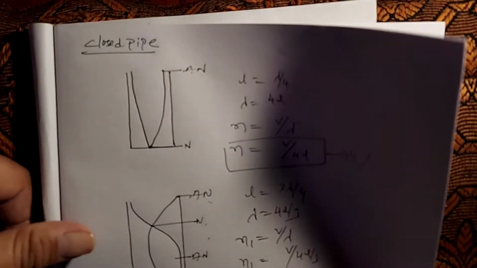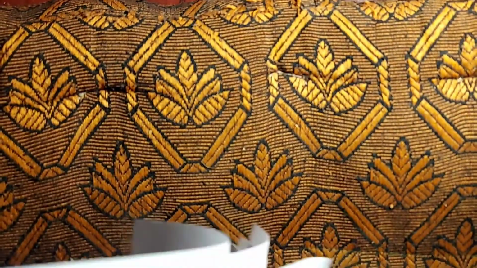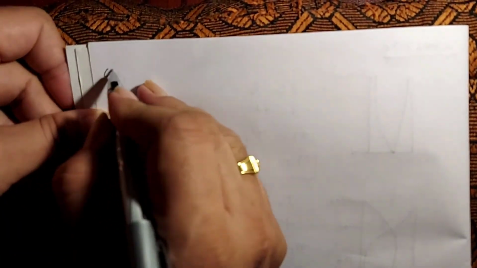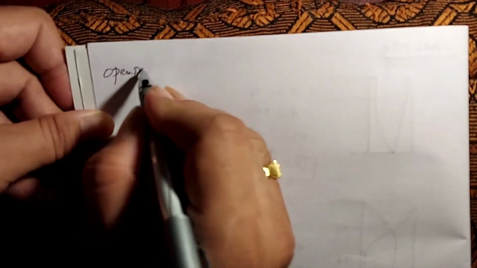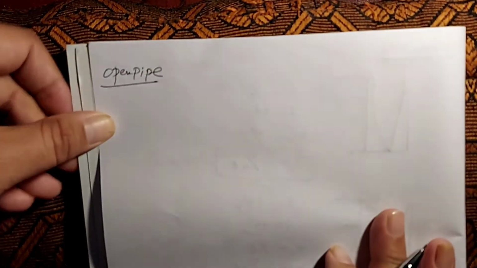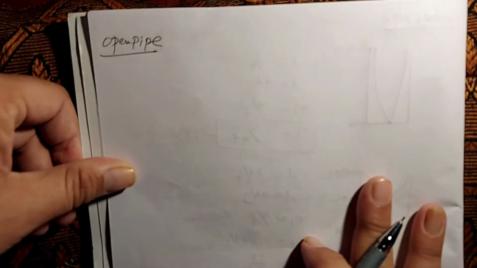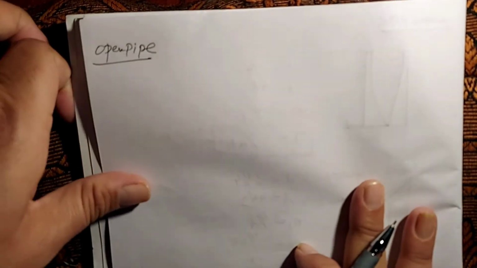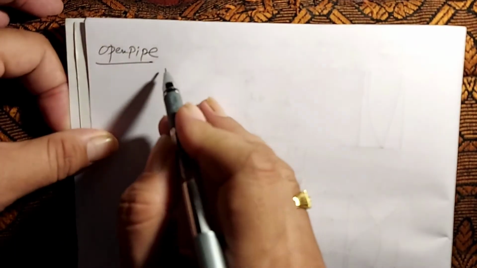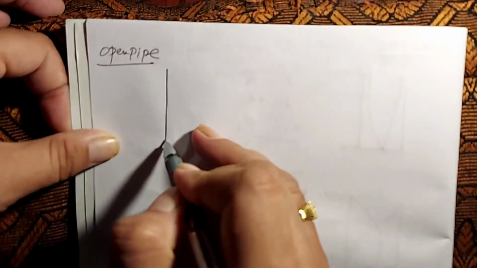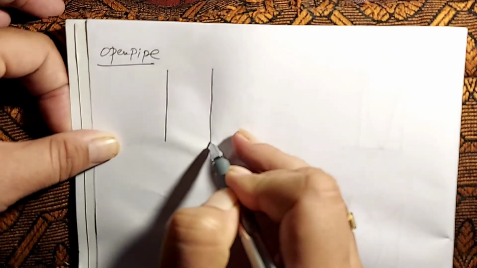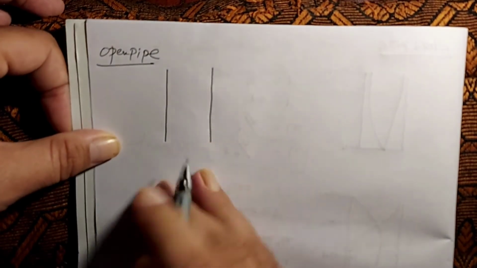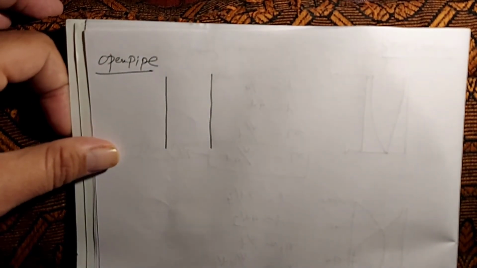Now we are going to discuss another essay question. That means this is open pipe. So now let us discuss how the harmonics are formed in open pipe. So here, what is open pipe? Open pipe is nothing but a pipe which is open at both ends. That pipe is called open pipe.